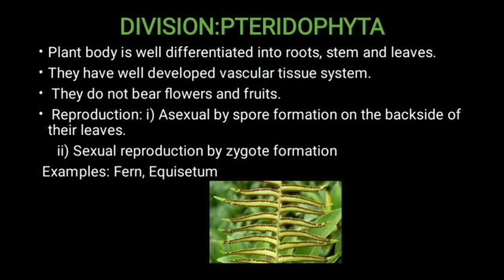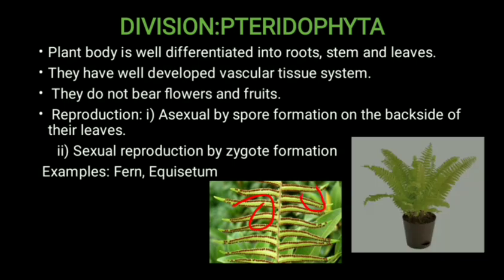So here is the image of fern. You can see spores formed at the back side of the leaves. You can see these brown colored spores, right? So these are the spores. And here is the clear picture of fern. You can see this in your surroundings as well. This is kept for show purposes. Okay, you can see these plants anywhere.